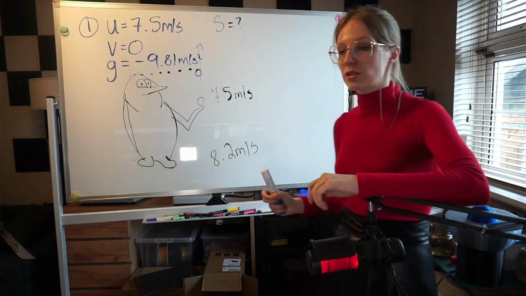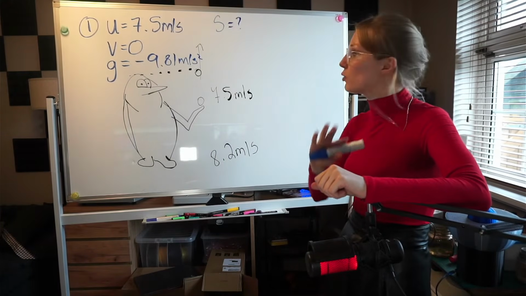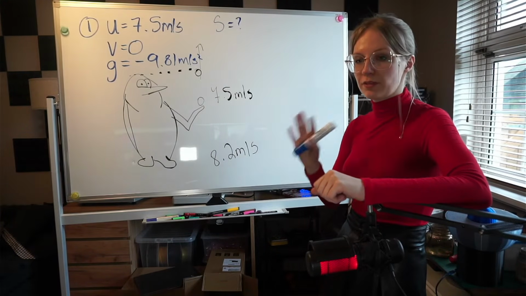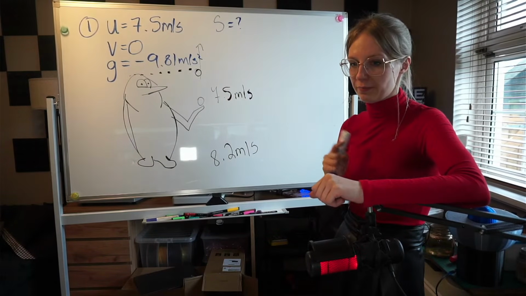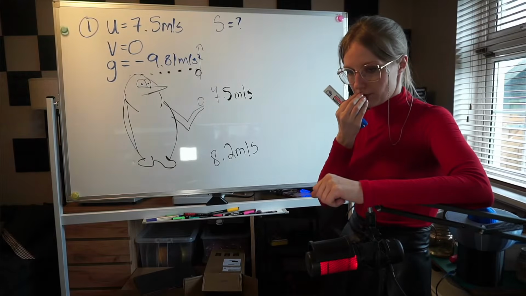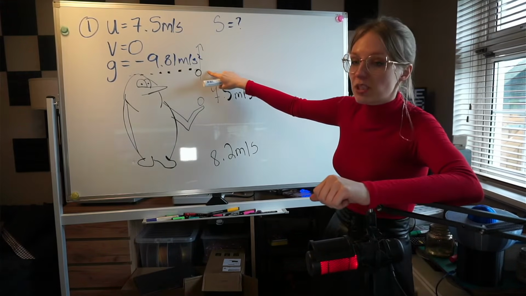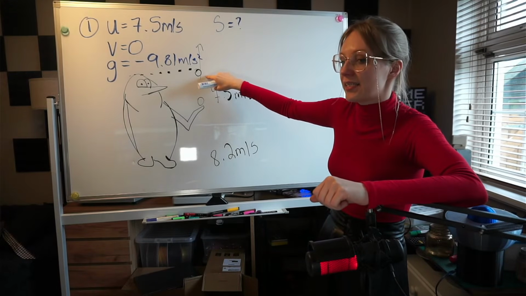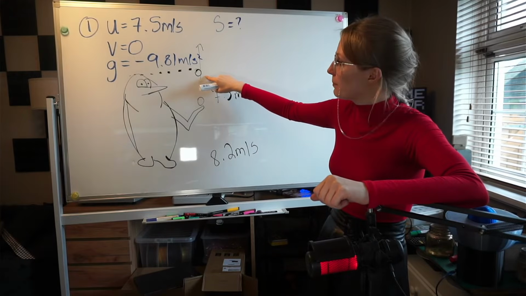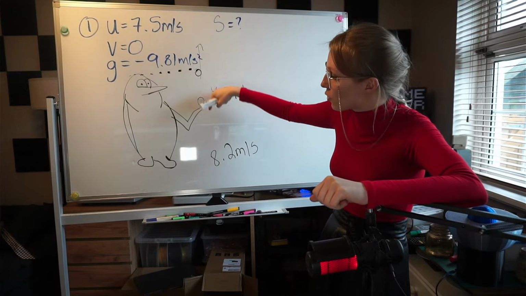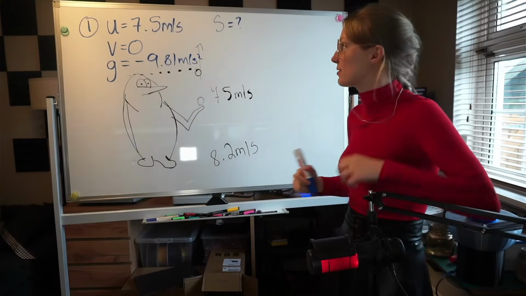But isn't t equal to 0 when it's in its hand? Yes, it is. We don't need time. V squared is equal to U squared plus 2AS. We can solve this without time. It would have the same speed if it came back in its hand at 7.5 meters per second. But it's going to fall all the way to the ground. The height of the penguin is this extra distance.